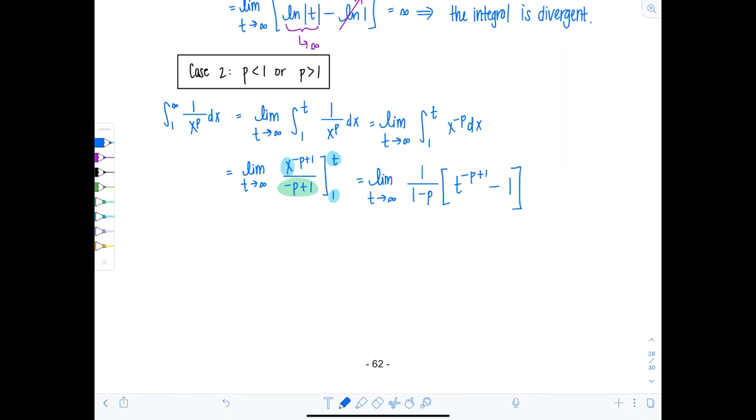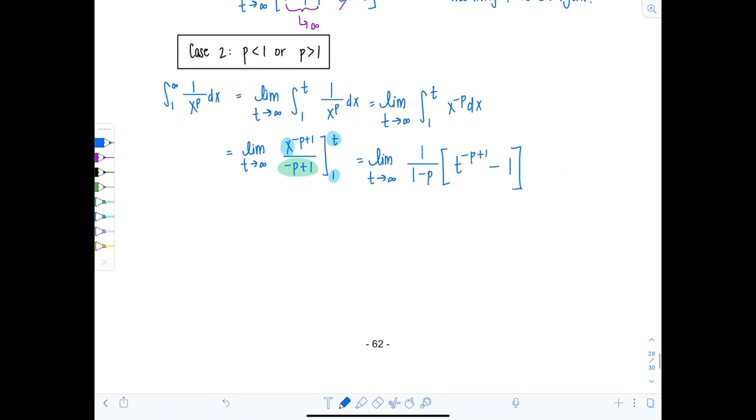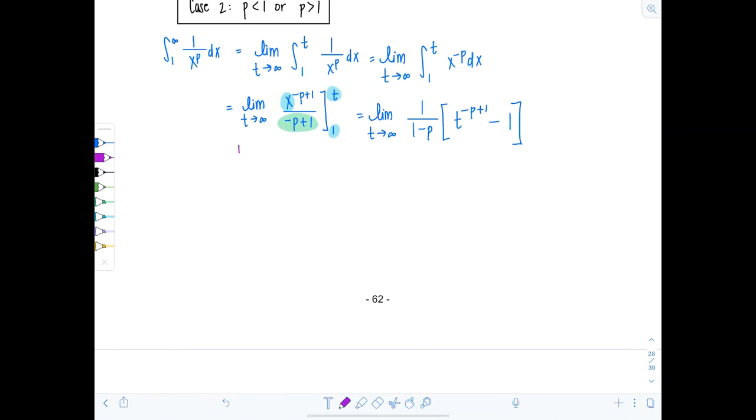Now, as I take the limit as t approaches infinity, I have to break it down into two possibilities. So case 1 is if p is less than 1. What's happening there? Well, if p is less than 1, then negative p plus 1 is going to be positive. So the limit as t approaches infinity of t to the negative p plus 1 over 1 minus p would equal positive infinity, right? It would blow up. Since this exponent's positive and t is approaching infinity, who cares about the minus one? That's just a constant. That's not going anywhere. So therefore, this integral would be divergent.